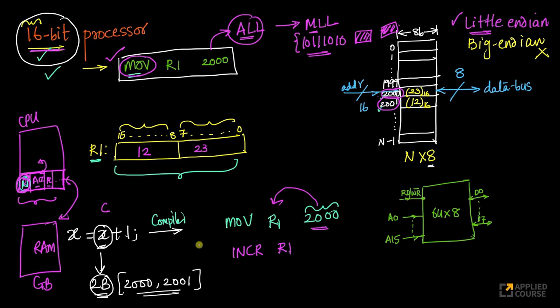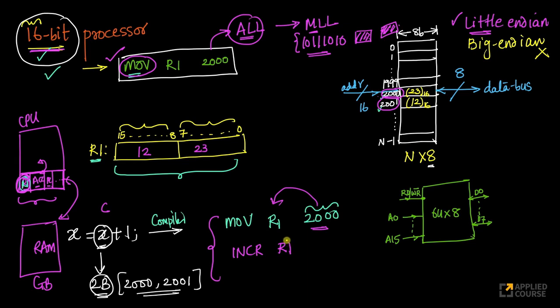INCR R1. Okay. So this single line is translated into multiple machine level instructions. Again, this is a concept that you will revisit in compiler design. This is the same concept that we will also revisit in operating systems. This is a very, very important concept. That's why I'm going so slow here, right? Similarly, your x equals x plus 1. Now we have not yet done it, right?